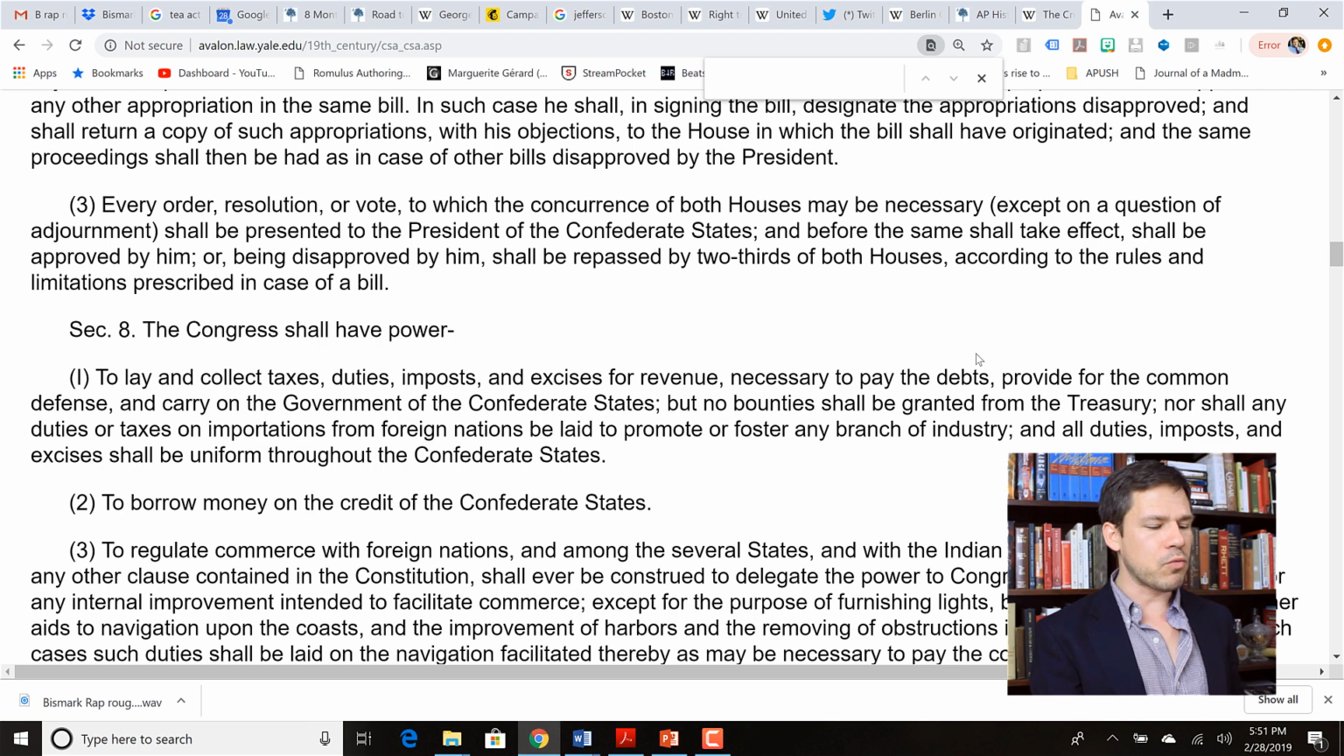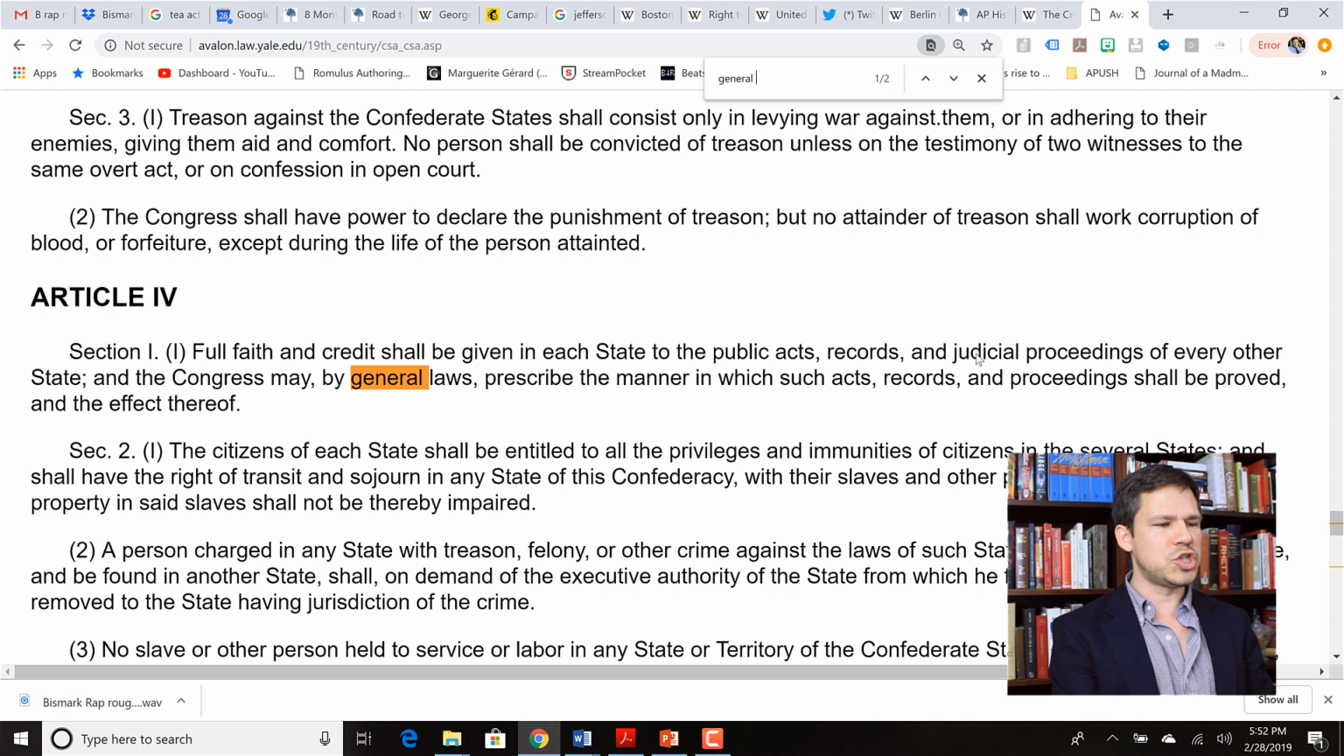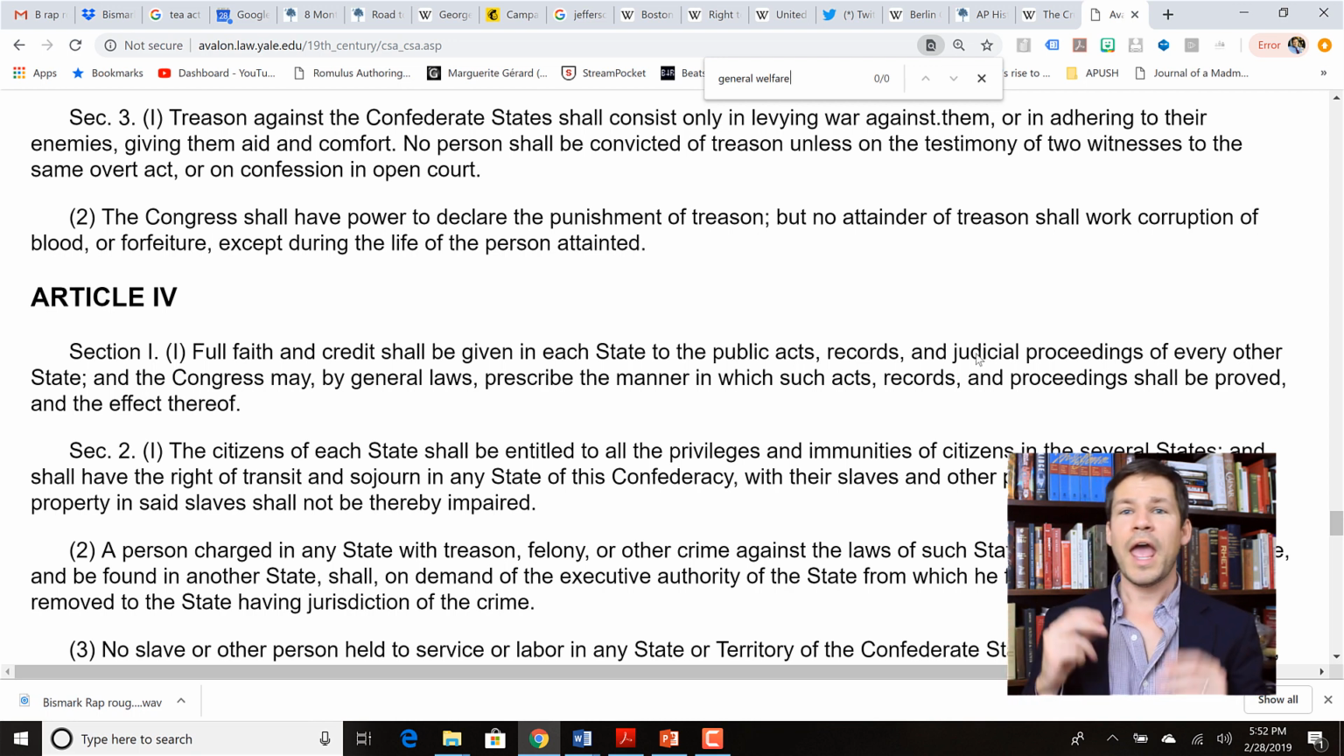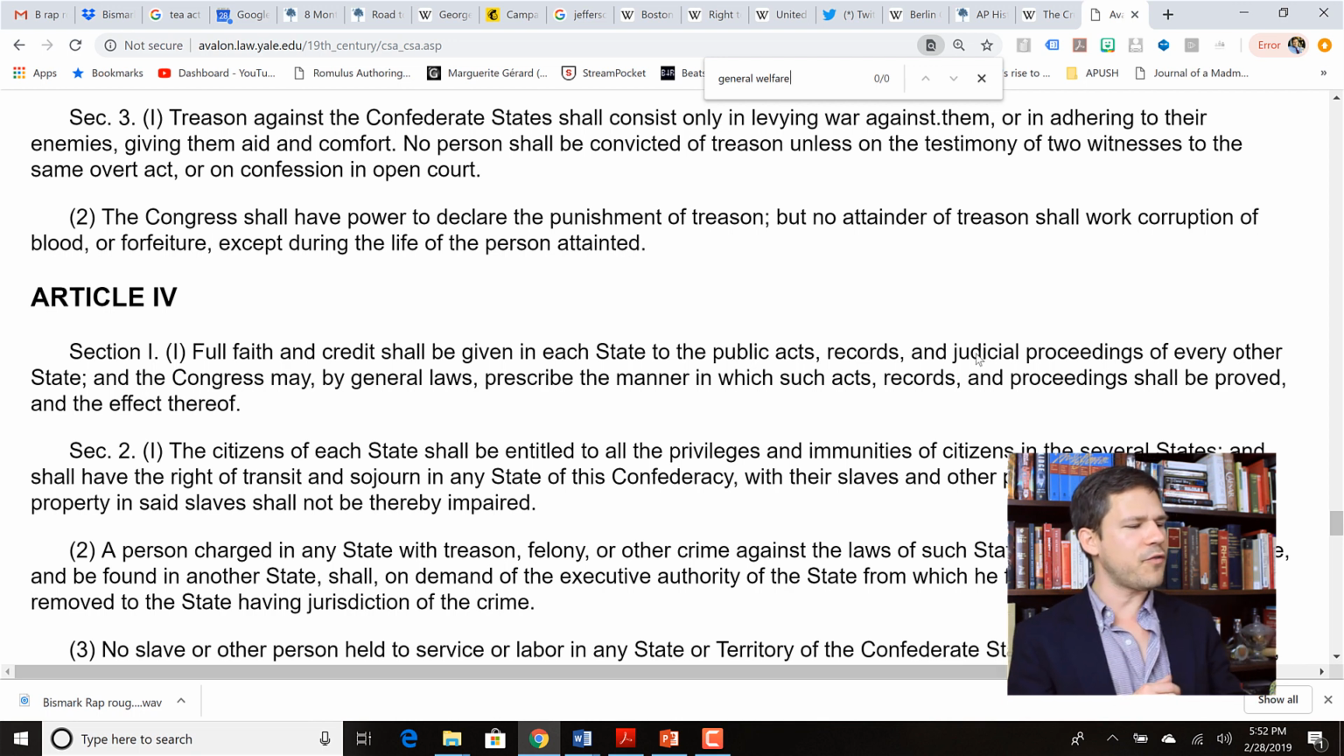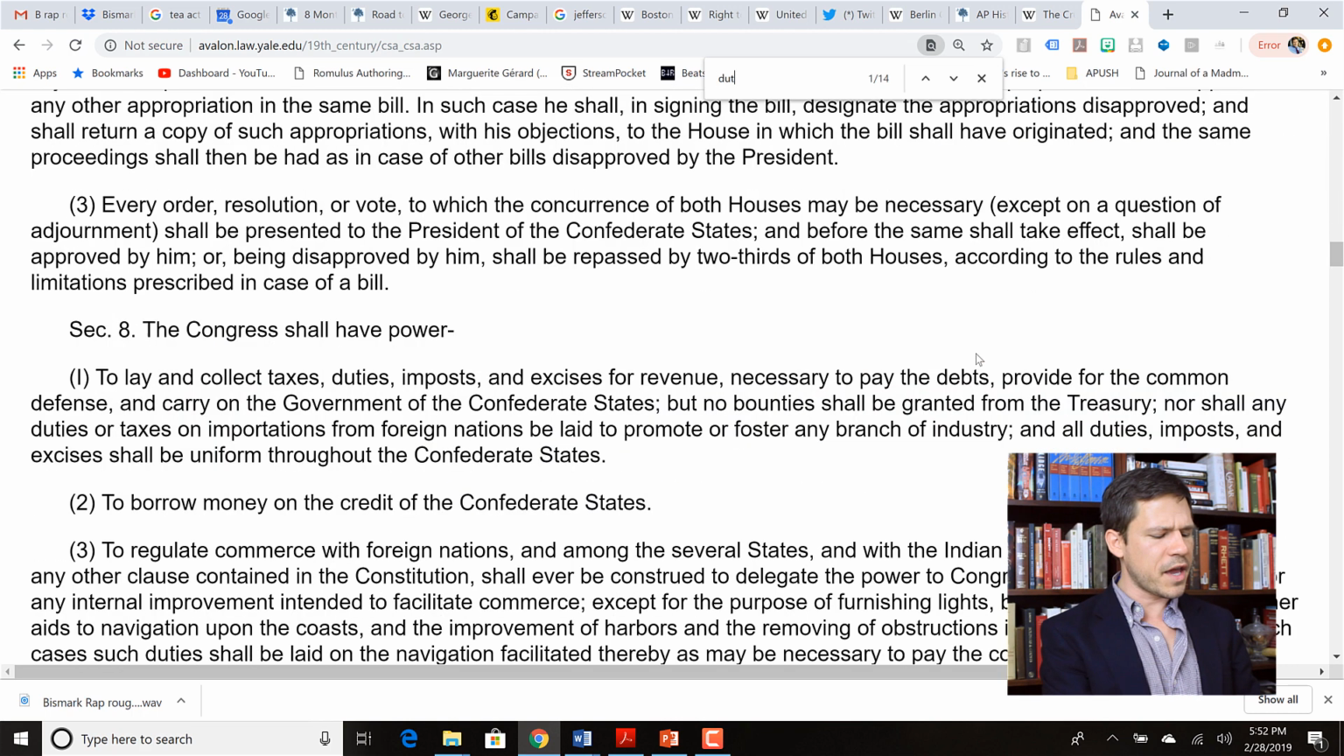For example, if you look at the Confederate Constitution, if I search for the words general welfare, I'm not going to find those words anywhere. Got that little beep saying that it's not there. And of course, the Confederate Constitution had some tweaks in it. It's really about 90 to 95% the U.S. Constitution with some changes, not formal amendments, but just some tweaks to protect the status of slavery and the rights of the states.